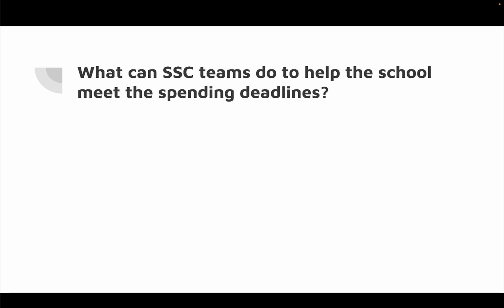So you might ask yourself, what can SSE teams do to help the school not only meet the spending deadlines, but to implement a really effective plan? First of all, we want to make sure that we have quorum, or more than 50% plus one, of the members in every meeting. For our SSE to function, we need to hear input from all educational partner groups, including, in many cases, students themselves.